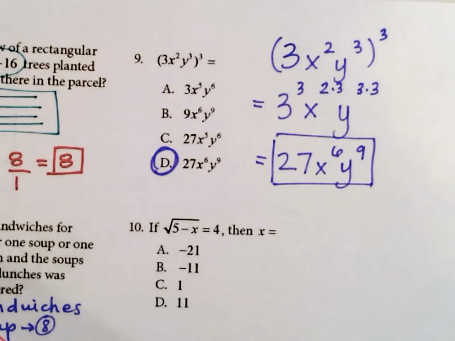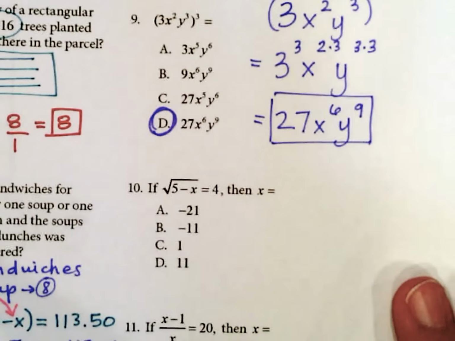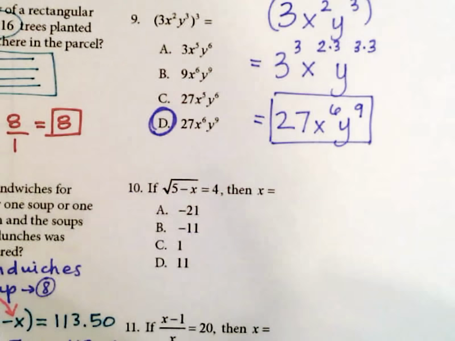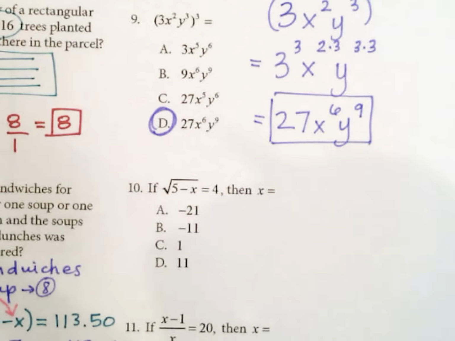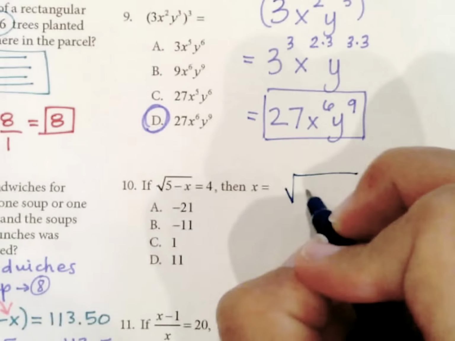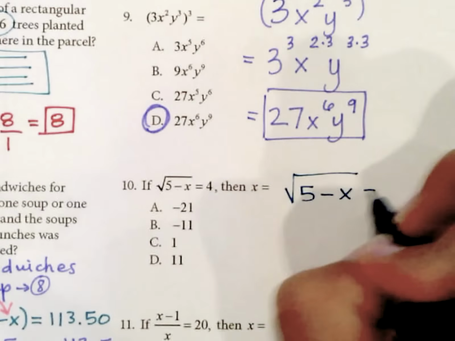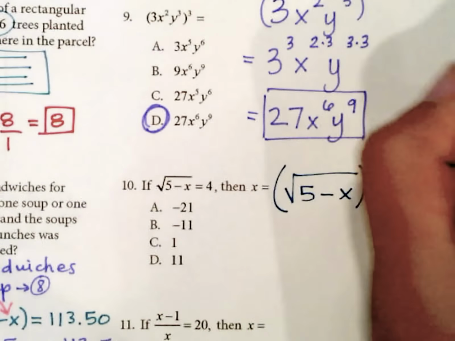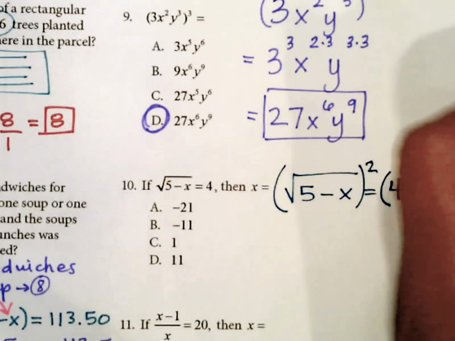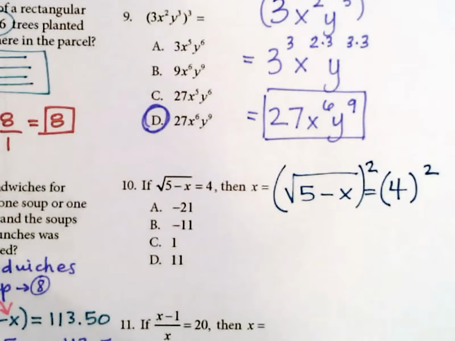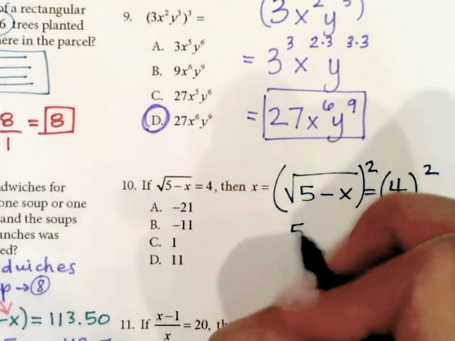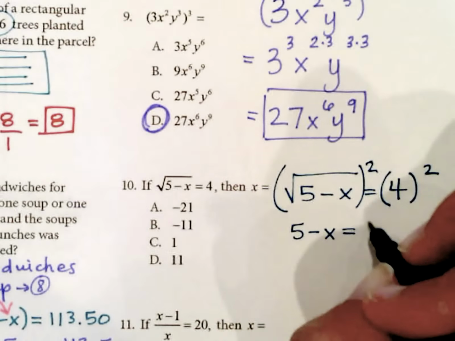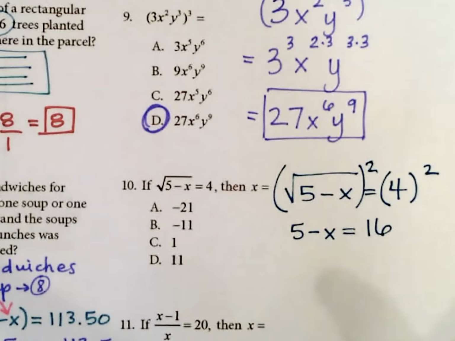Number 10. If the square root of 5 minus x equals 4, then x equals, so we're just solving for x. So square root 5 minus x equals 4. We need to get rid of that square root sign. So how do we do that? We square it. And whatever you do on one side of the equation, you have to do on the other side. So by squaring a square root, the square root goes away. So it's just 5 minus x equals 16. 4 times 4 is 16.